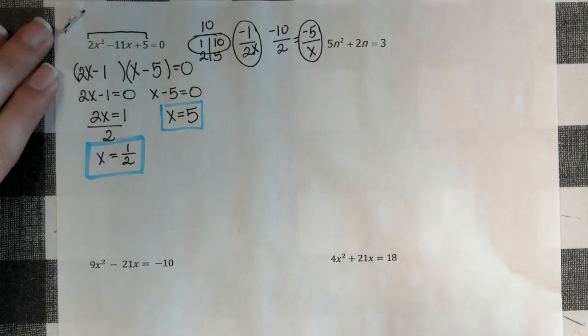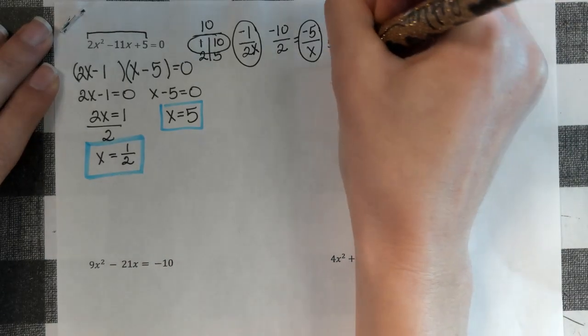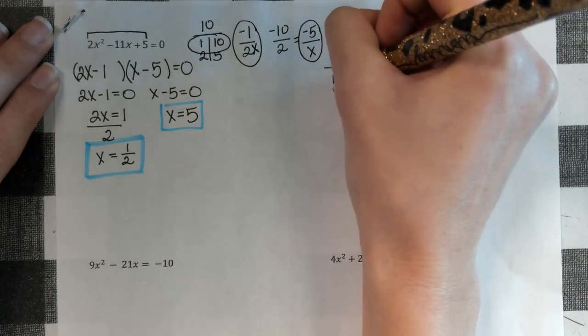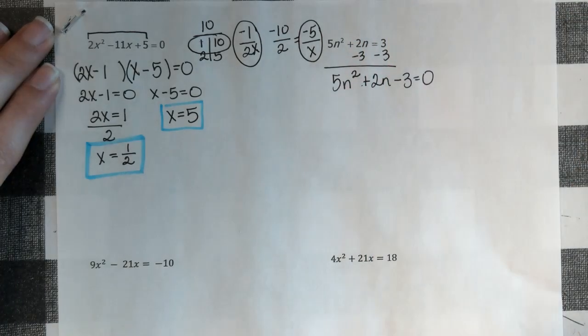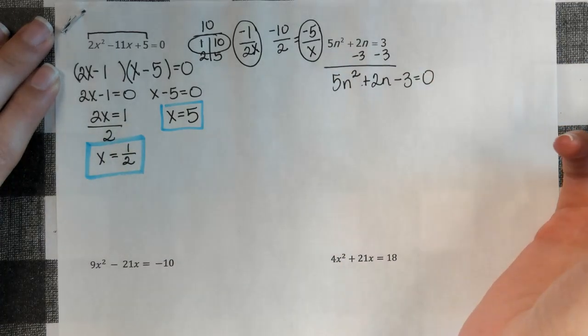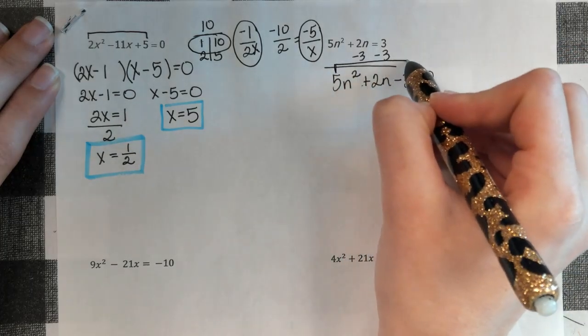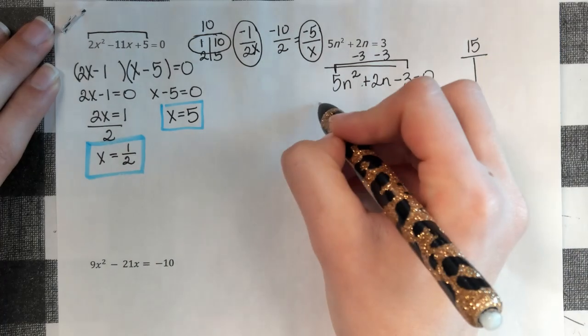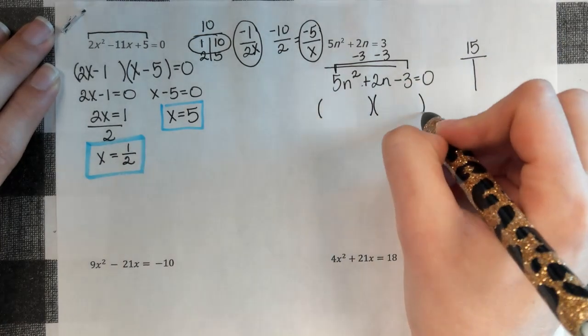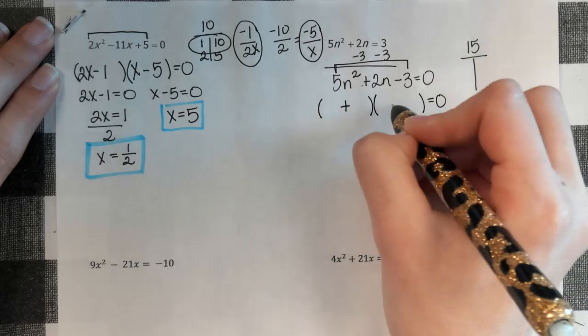Okay, this next one, 5n squared plus 2n equals 3. What do I need to do? Subtract 3. Get it equal to 0. So 5n squared plus 2n minus 3 equals 0. Do I have a GCF? No. So I go to what step? First times last. So that gives me a 15. Are my signs going to be the same or different? They're going to be different. One's going to be a plus, one's going to be a minus.